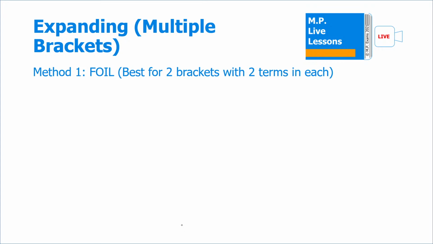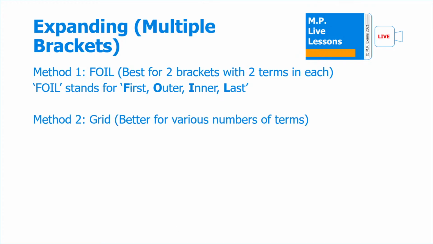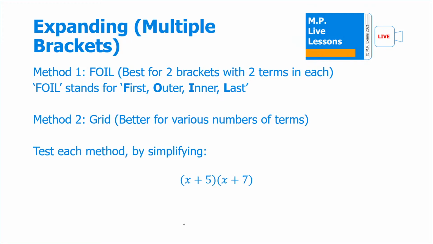And FOIL stands for first, outer, inner, and last. And method 2 is the grid method, and it's better for various numbers of terms. For example, if you've got one bracket with two terms and another bracket with three terms. So test each method simplifying. So on the left I'll do FOIL, on the right I'll do the grid method.